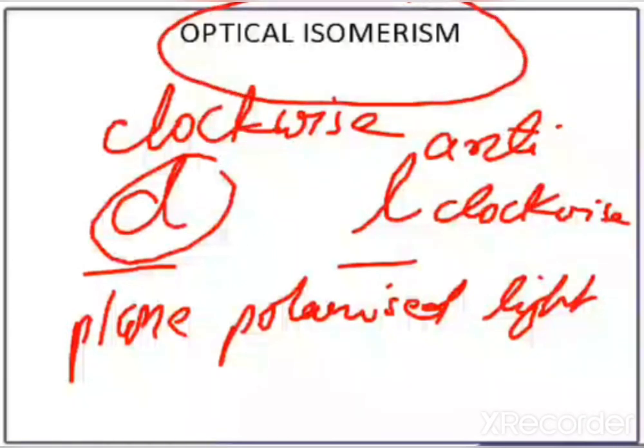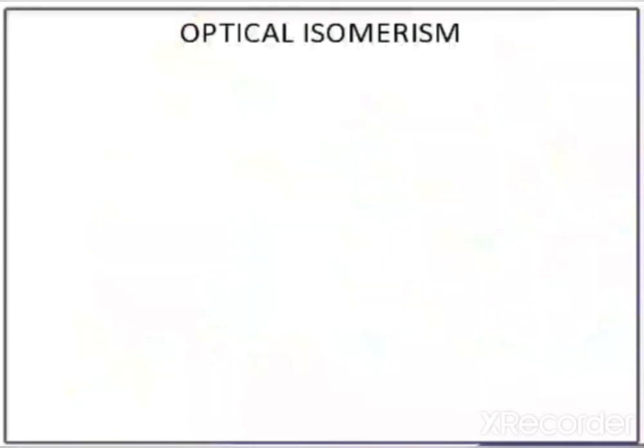ये हम 12 में और डिटेल में पढ़ेंगे। So these are the types of isomers, structural isomers and optical isomers. After optical isomerism, that's all for today's session.